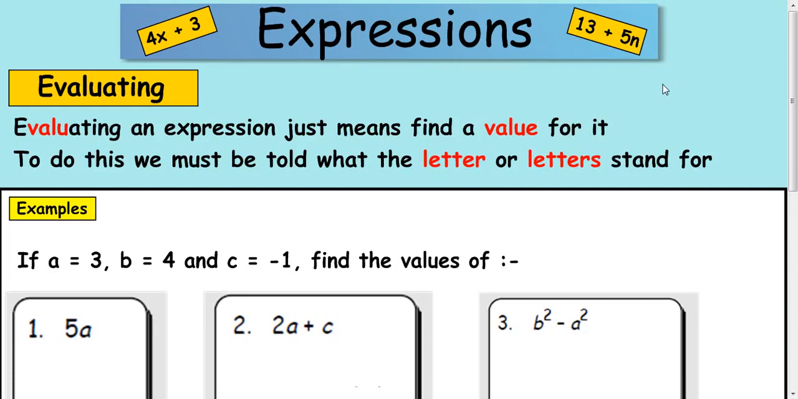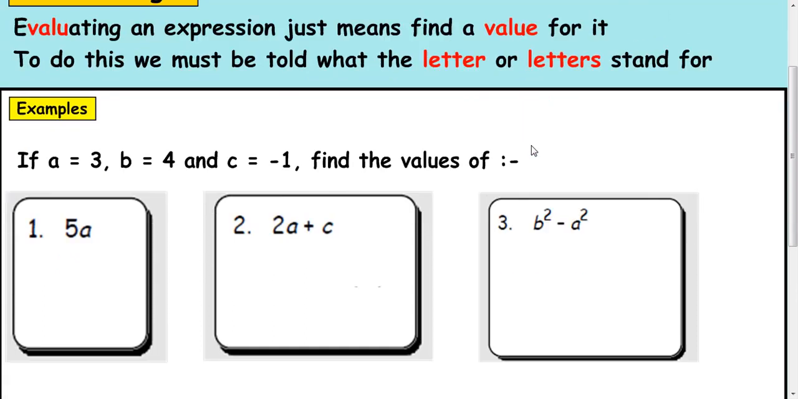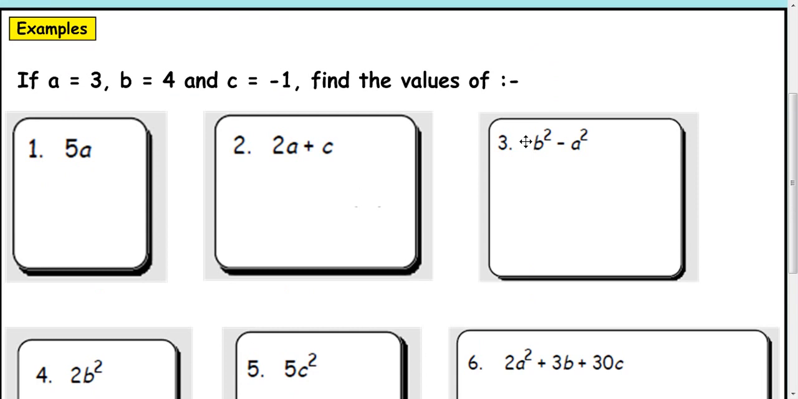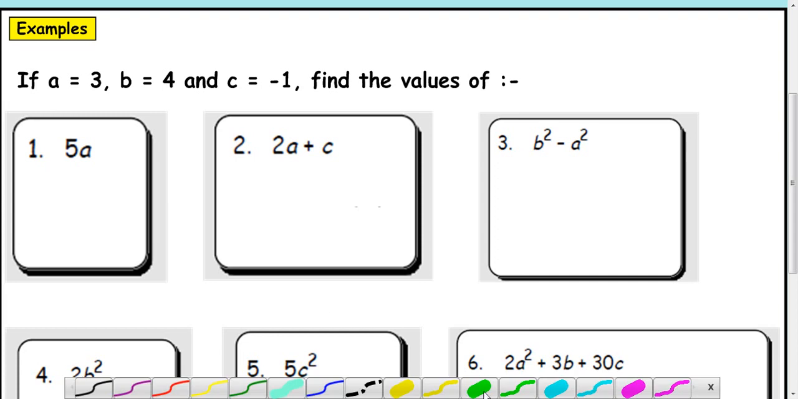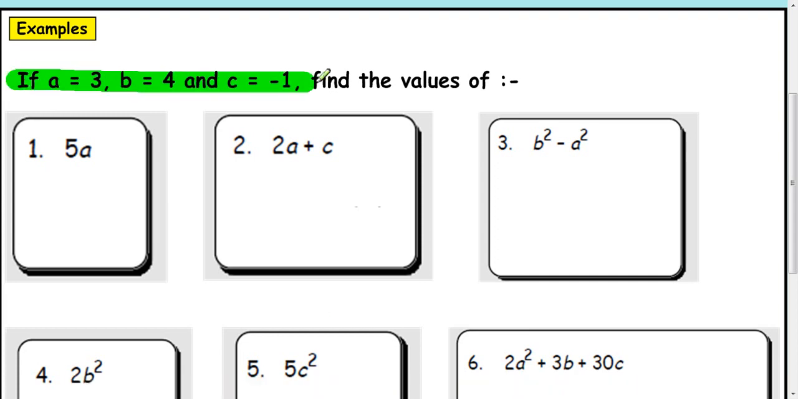Okay, in this lesson we're going to look at evaluating expressions, which uses substitution. Really, we're going to be told what the letters stand for, and then we have to substitute them in to get a value for the expression. So we're going to look at 6 examples here, and the most important line is this one at the top. It's telling you what A, B and C are. So that is where we get all our information from.